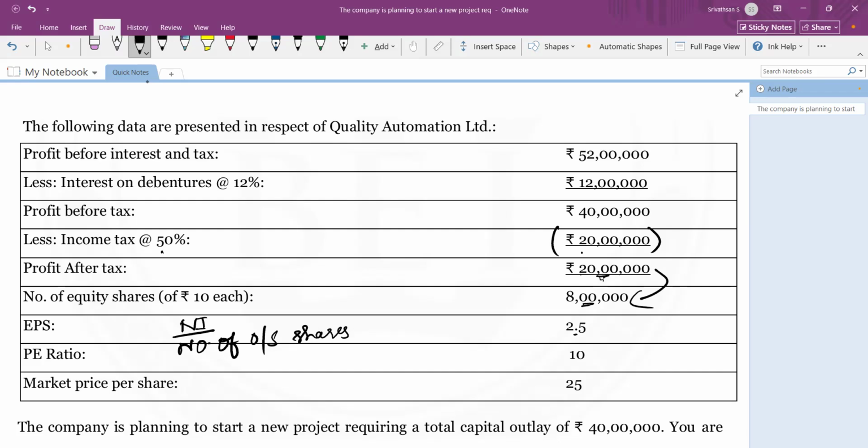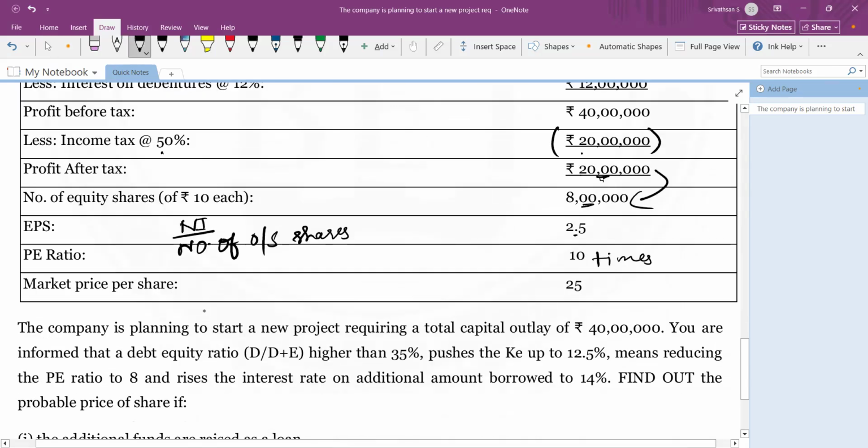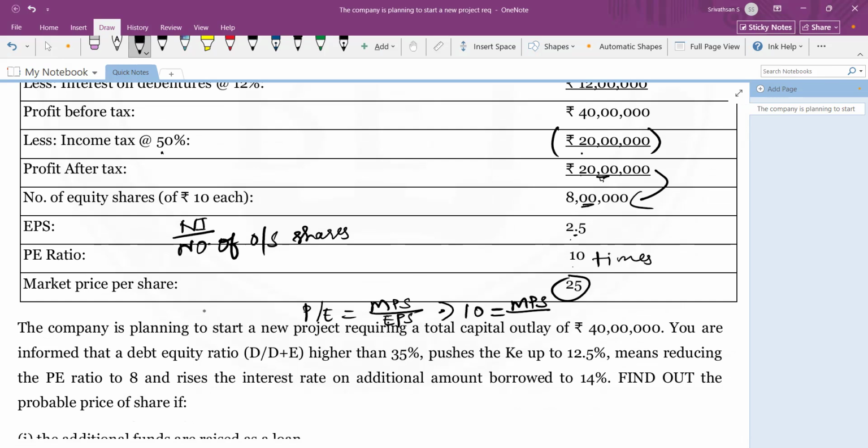So the P/E ratio is 10 times and market price per share is given as rupees 25 per share. So this market price of 25 rupees is nothing but this P/E ratio into EPS. So we know the formula that P/E ratio is equal to market price per share, MPS, divided by earnings per share, EPS of the company, right? So in this question, P/E ratio is directly given. It is equal to 10 times, and market price per share is something which we need to calculate. So MPS divided by EPS of the company, which we already calculated as rupees 2.5. So MPS is equal to 2.5 into 10. We get rupees 25 per share.